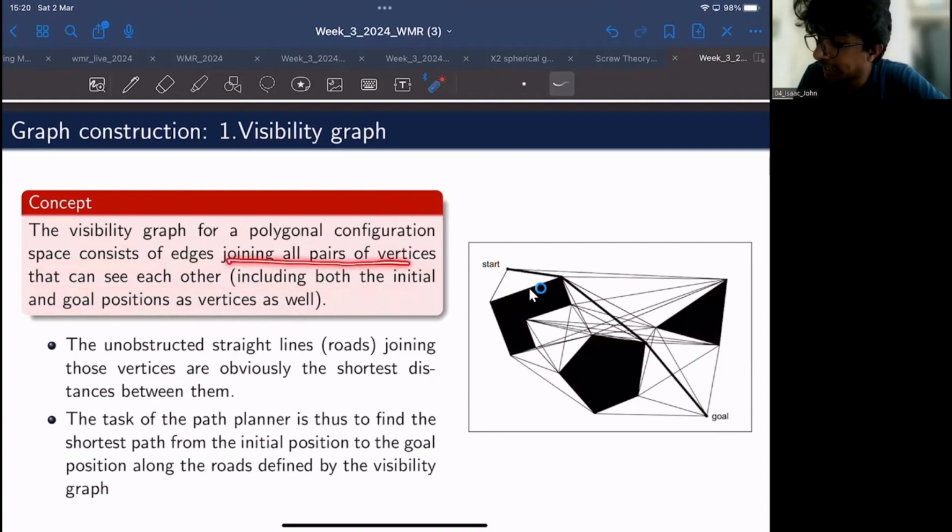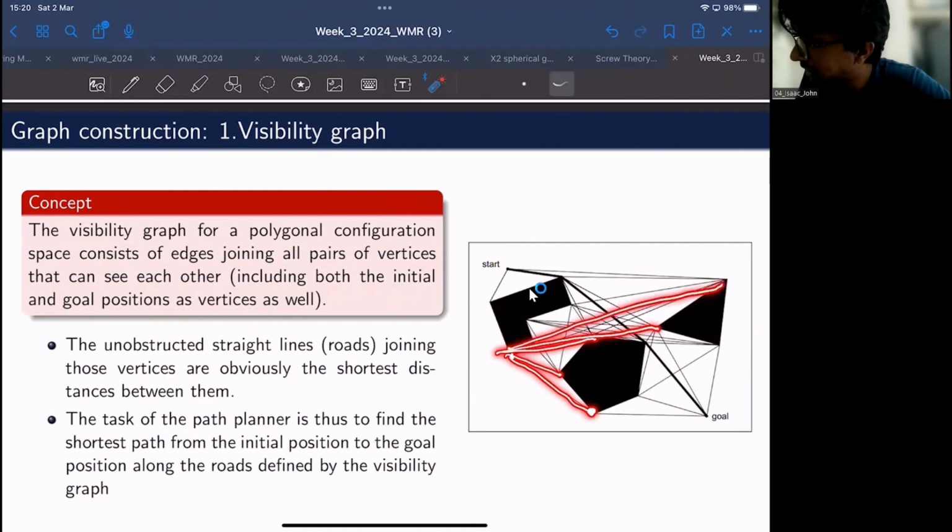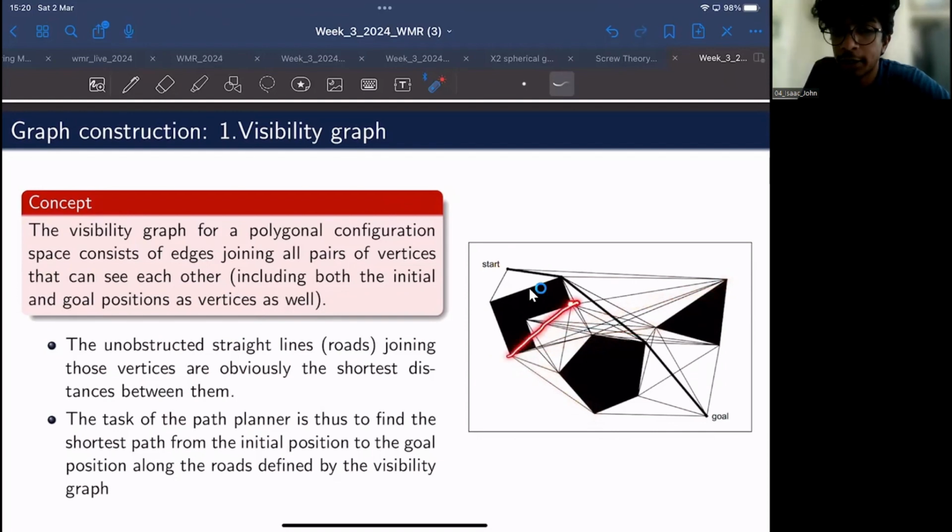Joining all pairs of vertices that can see each other. For example, if you take a look at this vertex, the vertices that are directly on its line of sight are, this vertex, this vertex also, this is also another vertex. Then what else? This vertex is also on its line of sight. This vertex is also directly on its line of sight. And what about this vertex? That is not on its line of sight because it has to go through this obstacle, right? So that is what it means by the vertices that can see each other.